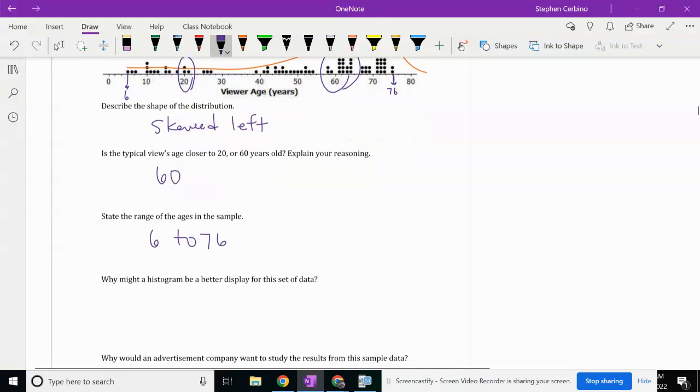Why might a histogram be better to display this data? Right, so we can show age ranges instead of having everybody's individual age. So we can say like the number of viewers that are between 0 and 10, 10 and 20, 30 and 40, etc.